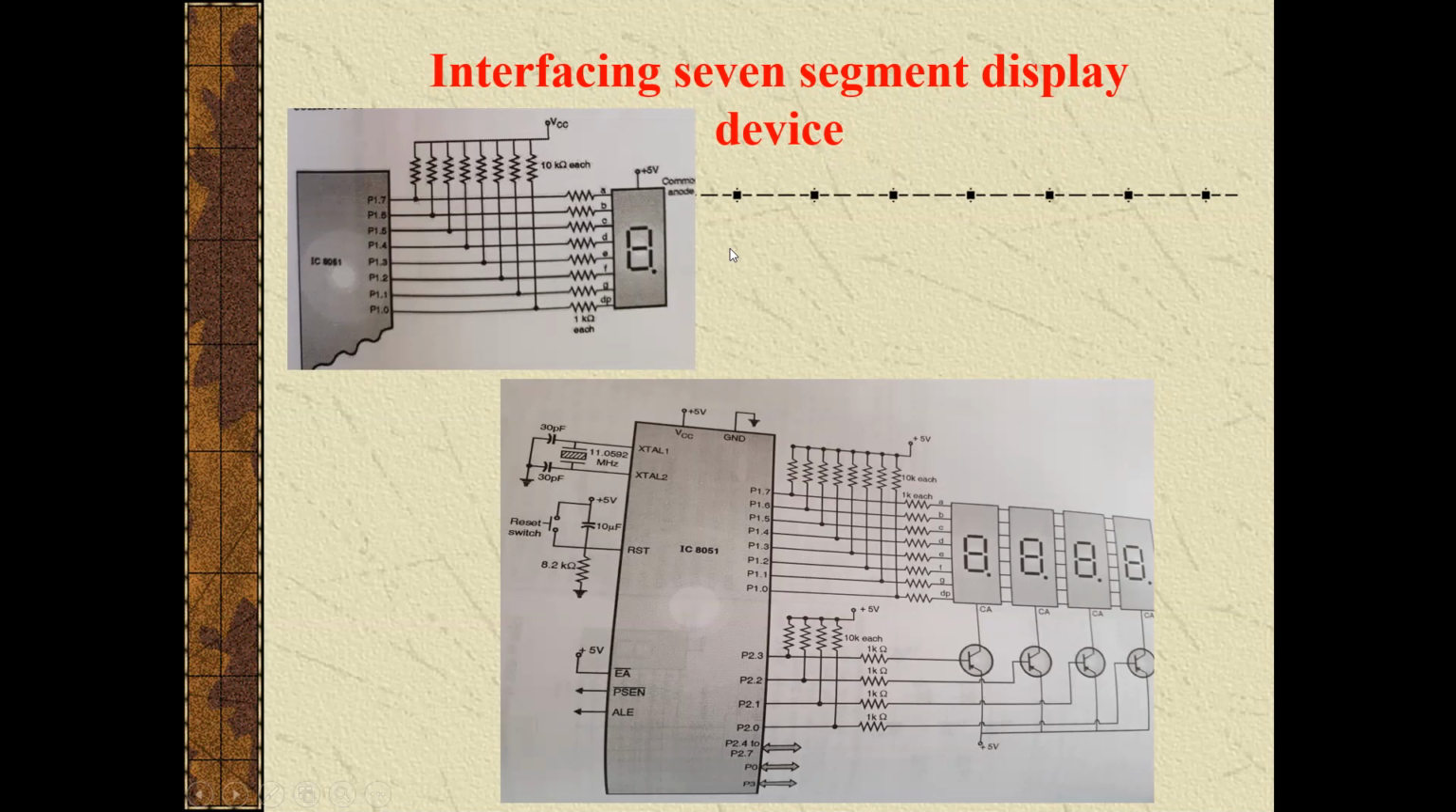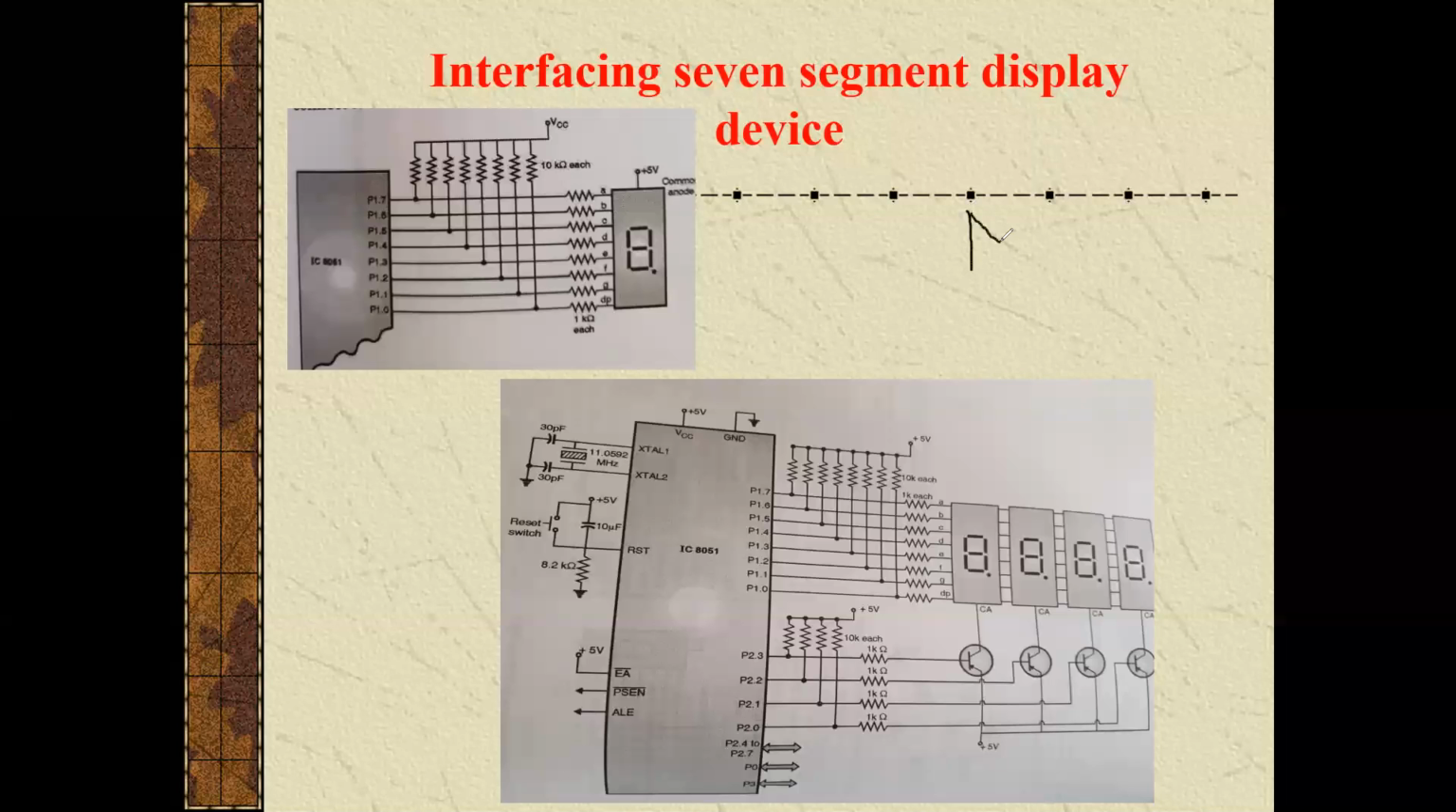Actually, the 7-segment display uses LEDs to make any digit. If all the LEDs are on, it shows the digit 8. There are two types of 7-segment display available: one is common anode, another one is common cathode. Let's see.